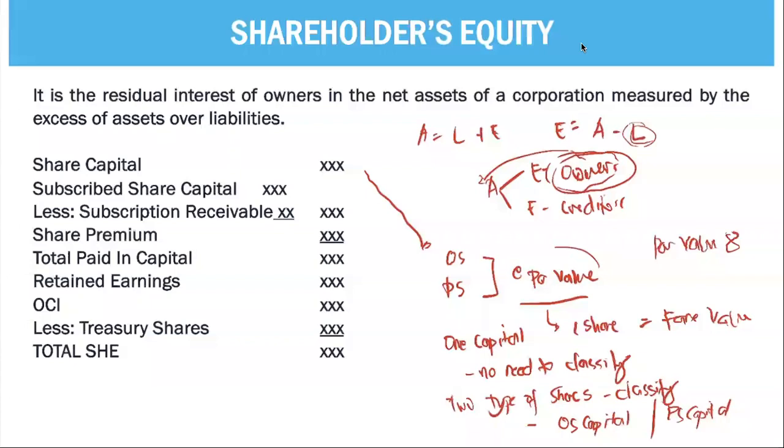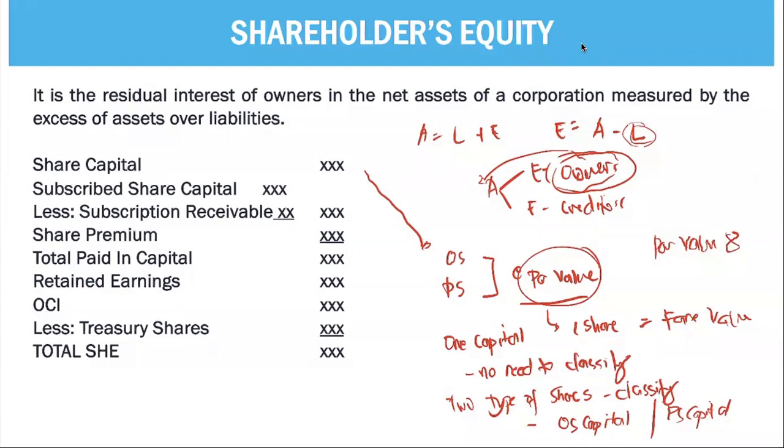When we talk about par value, that is the share face value, so the face value of each one share. Now, if you only have one type of capital, then you do not need to classify. You can just place share capital. But if you have two types of shares, you should classify them between ordinary share capital and preference share capital.